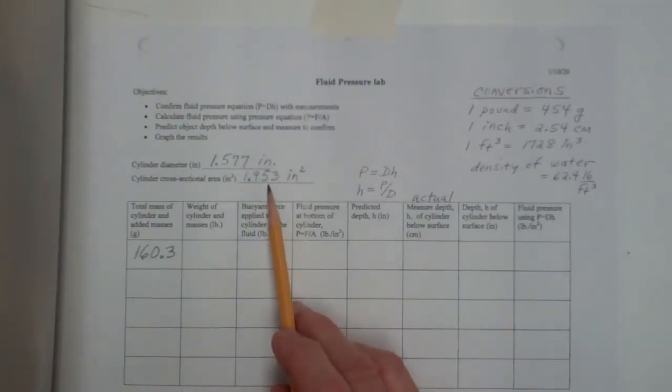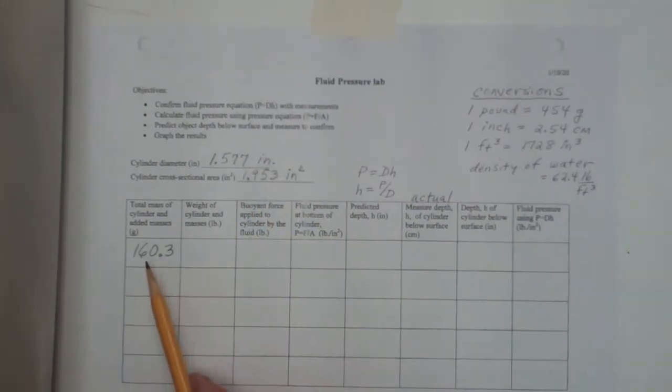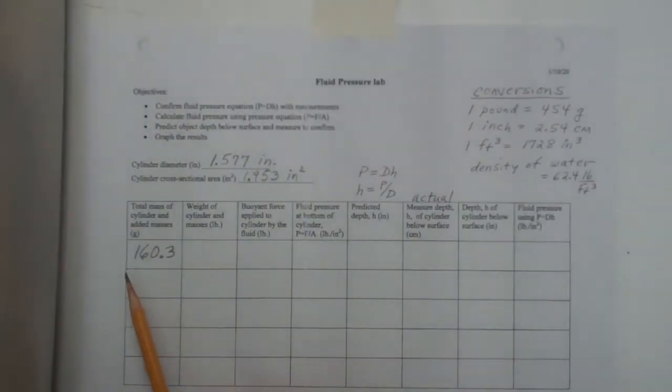Anyway, so cross-sectional area 1.953, and you've also recorded here the mass of the floating object, which we measured on the scale as 160.3 grams. Now there are some conversions you'll need in this lab. The conversion from grams to pounds, which we're going to use here in just a minute. Conversion between inches and centimeters, cubic feet and cubic inches, and then also you'll need a density. In this case, the fluid I'm using is just plain water, 62.4 pounds per cubic foot. If you elect to use some other fluid like alcohol, you'll need the density of that fluid.